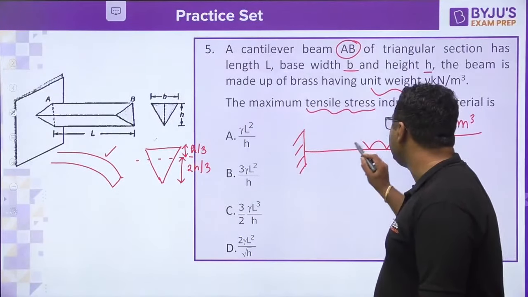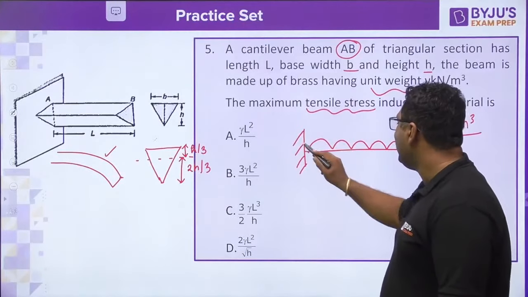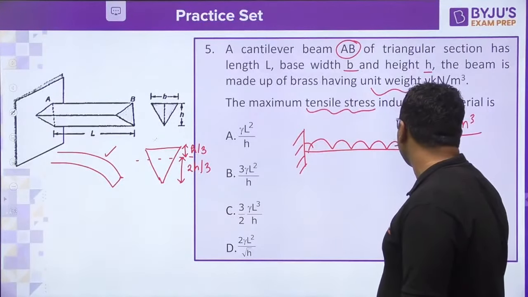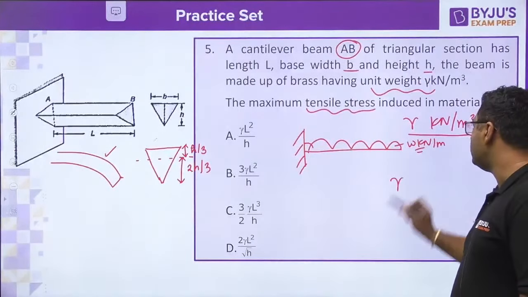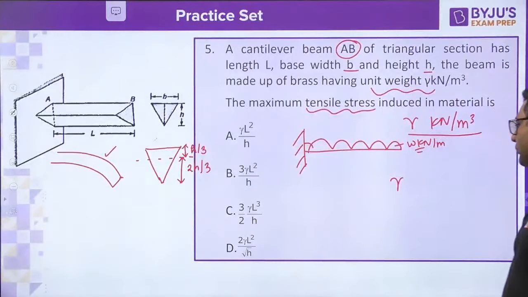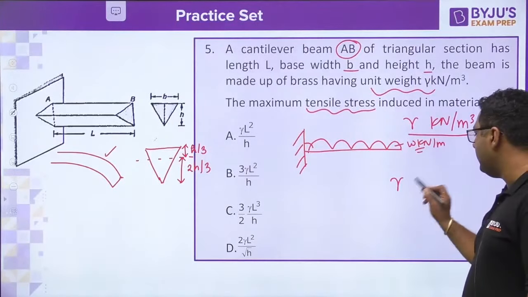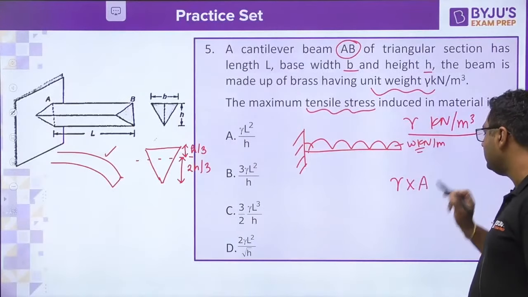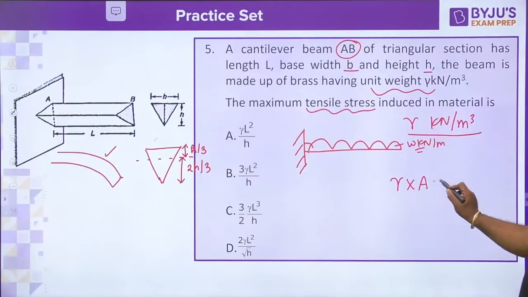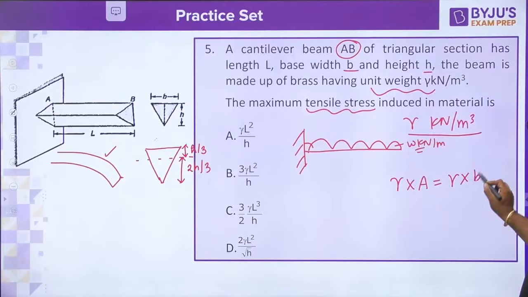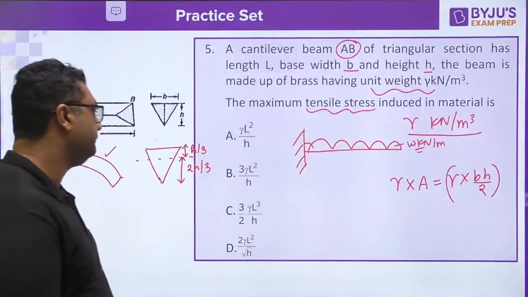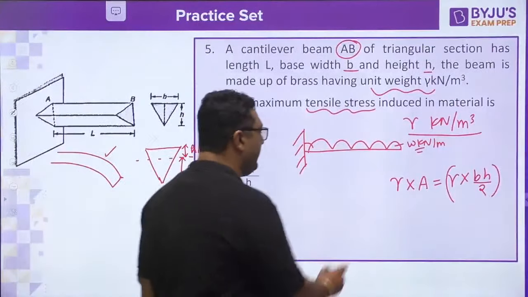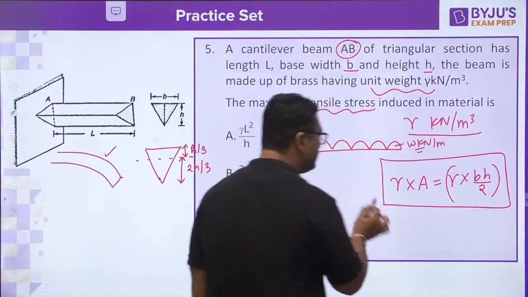First of all, you need to find out, if you can assume due to self weight only, so you can assume it to be a UDL loading, and UDL will be of W kilonewton per meter. We can find out this W when this gamma is kilonewton per meter cube. When this gamma is multiplied with the area, it will become kilonewton per meter. So gamma into area is BH by 2.